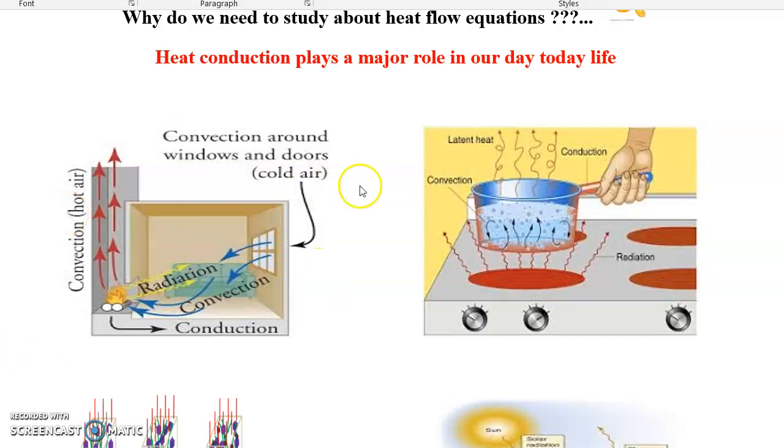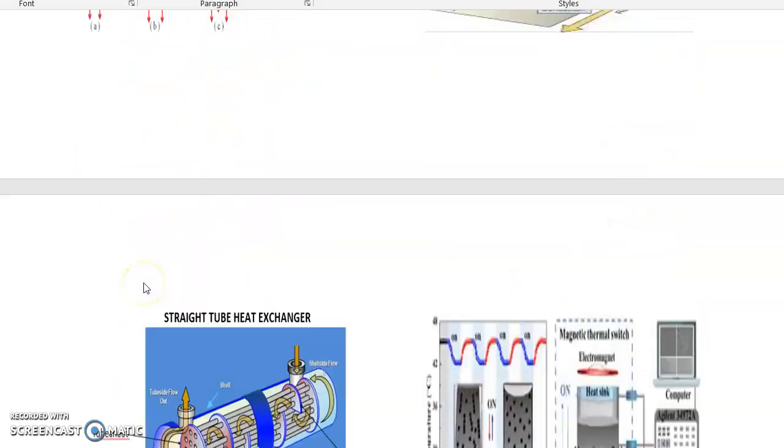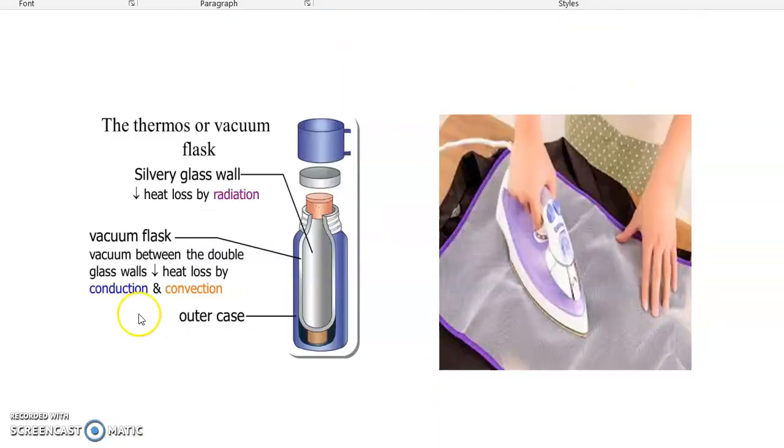You can see the radiation takes place and the heat conduction, how it varies between the windows and the doors here. Similarly in cooking, and here in the body, heat radiation, how it is taking place. Similarly in cellulosic fiber, the heat flow, how it happens, and in a tube heat exchanger. Similarly here, these are famous examples we actually use every day: flask and iron box.